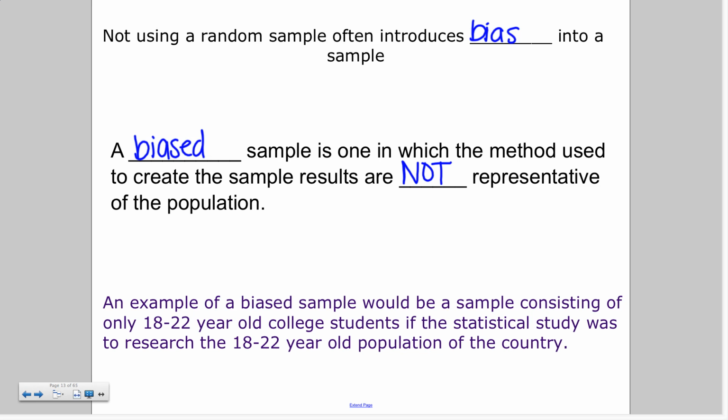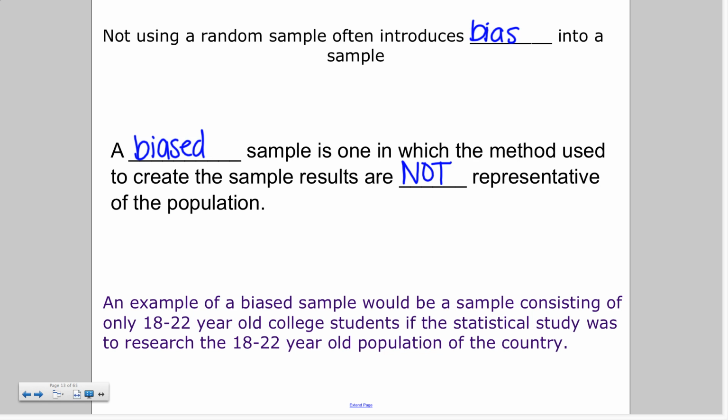For instance, I want to know if SCHS should have uniforms. Well, I asked the girls. If I only ask the girls, then that does not properly represent my population because my population is Franklin County High School students. The ones that I'm asking are only the girls. I'm leaving out the boys. So I'm showing bias towards one group.